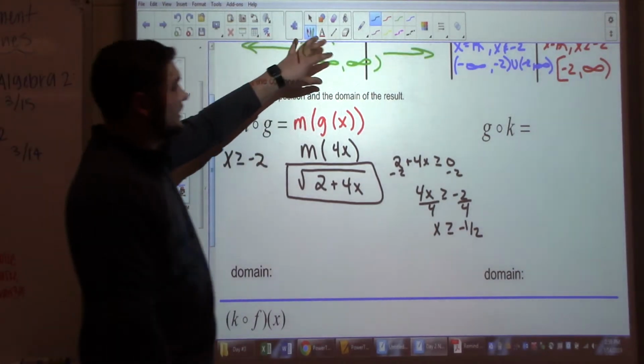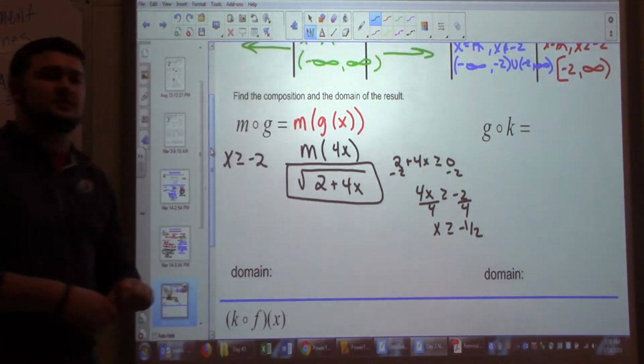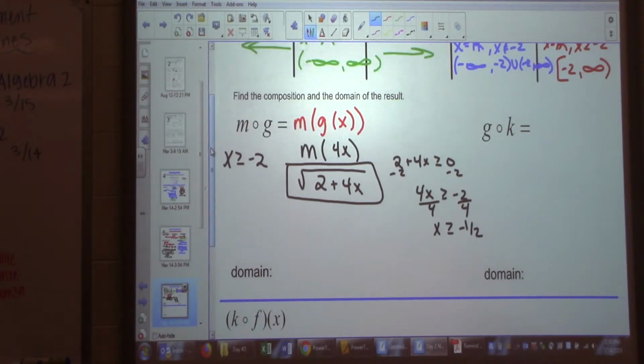I looked at my start, M and G, I had X is greater than or equal to -2. And I looked at my end result. I got X is greater than or equal to -1/2.